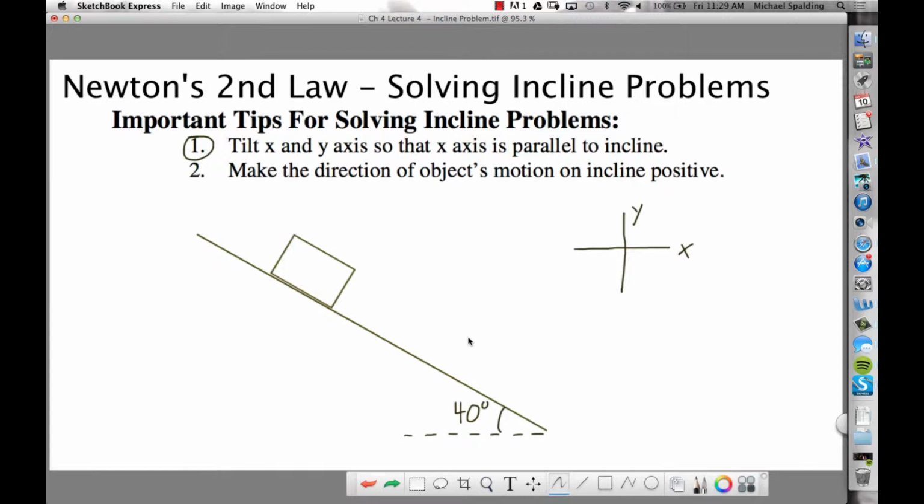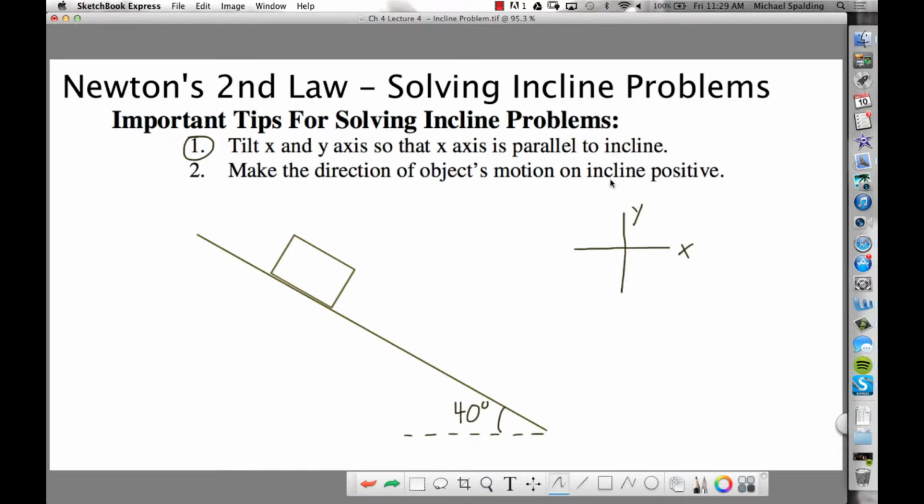Now, the first important tip for solving incline problems: tilt the x-y axis so that the x-axis is parallel to the incline. Or another way of saying that would be just make the incline the x-axis. Right? Now, why are we going to take the x-axis and tilt it? So typically the xy axis is like that, correct? Now why would we want to take the xy axis and tilt it? So I want you to all understand it. Don't just memorize. Don't be like, I don't know why, we just do. I want you to understand why we tilt the xy axis.